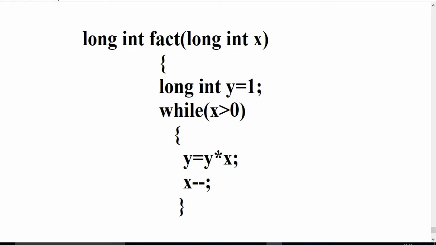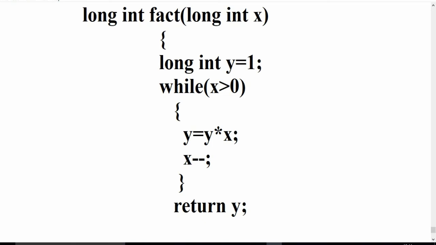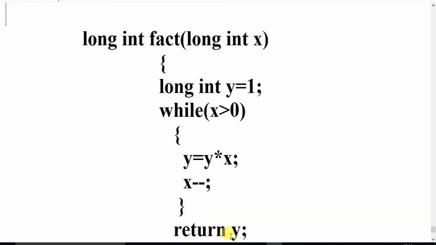Then x minus minus gives 0. 0 is greater than 0? The condition is false. After the condition is false, it will come out from this loop. After coming out from this loop, we are returning the value of y. What is the y value? Now it is returning 120. What is this 120? The factorial value of 5.